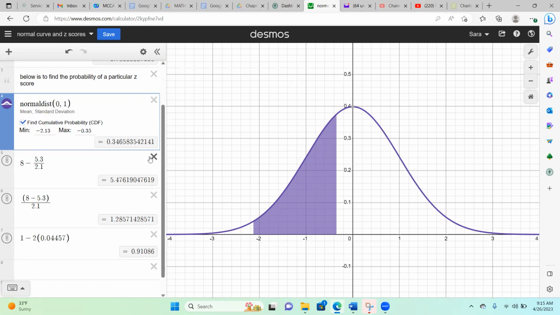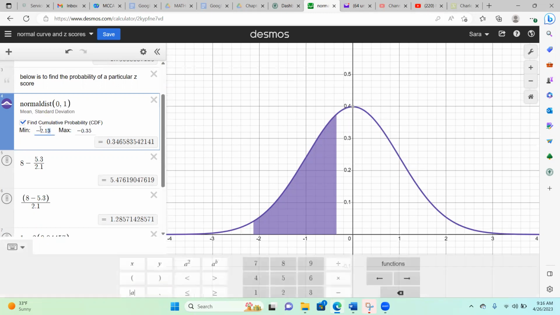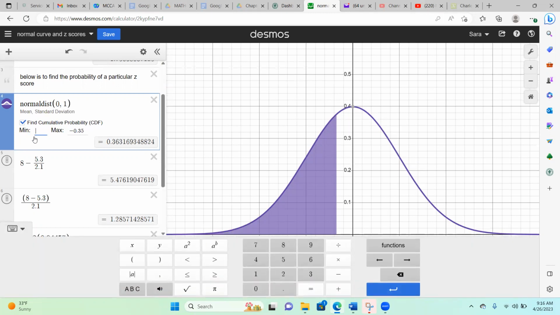So let's stay right here. B says find the area to the left of Z equals 2.34. So we want to find the probability that Z is less than 2.34. And 2.34 is positive. So that means we're going to have negative infinity over here on the left, and then 2.34 on the right. And so it's quite a big space. It's a very large probability. So number 6B is equal to 0.9904 when we round to 4 decimal places.